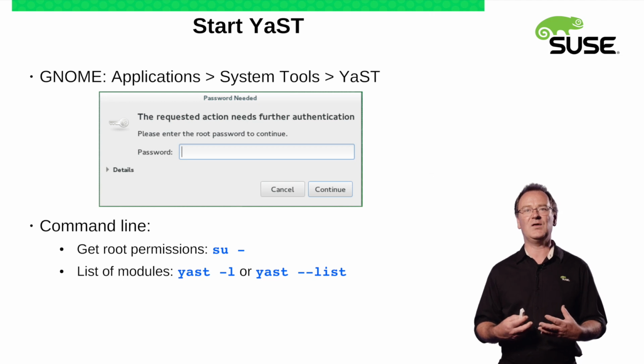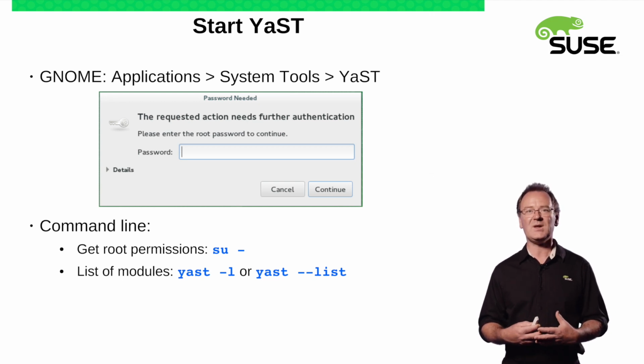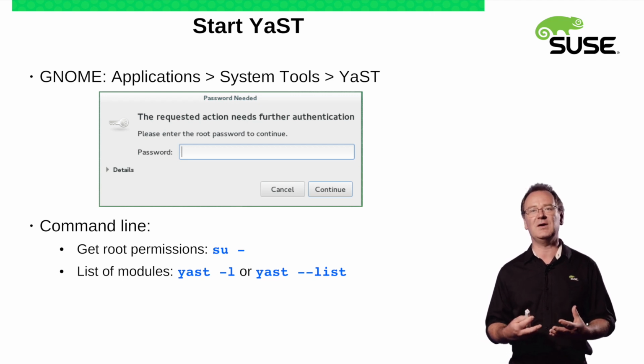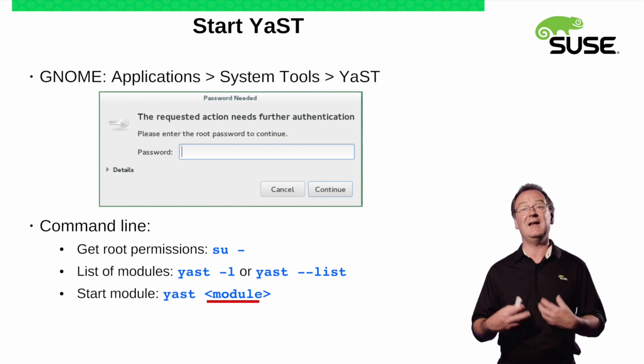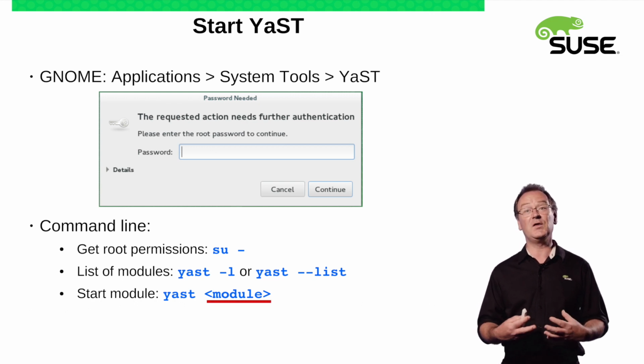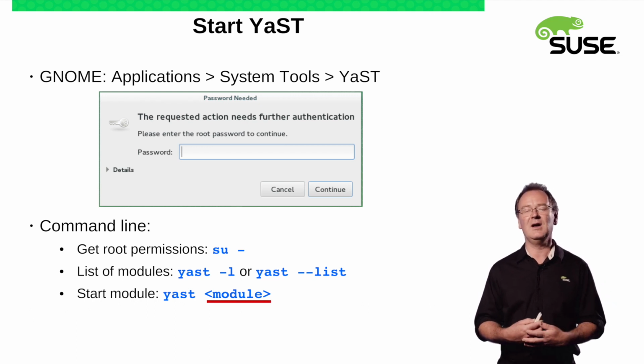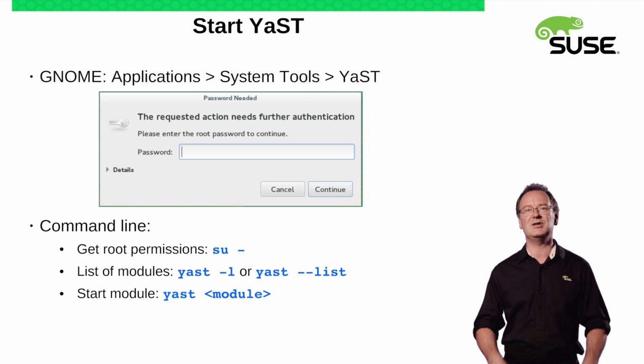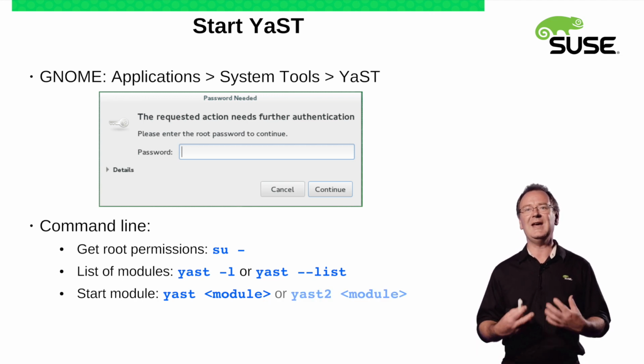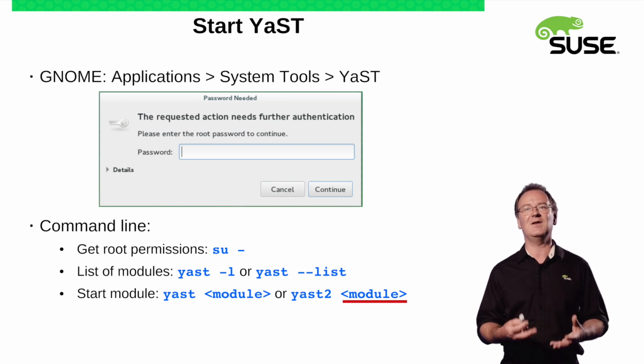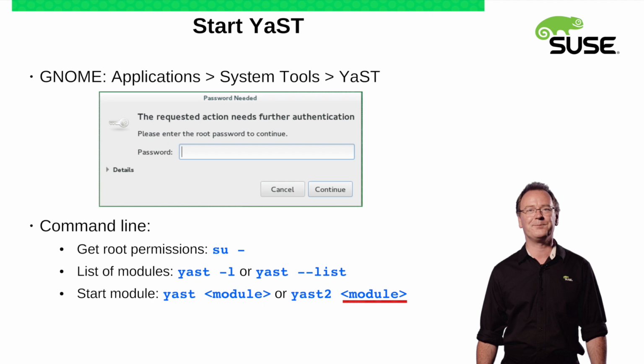YaST has many modules. So to cut the corner, instead of running yast and then having to go through menu after menu to get to where you want to be, you can run yast space and the name of the module. You can also do that with yast2. For example, if it was disk partitioning you wanted to perform, you can do yast2 space disk, and it would go straight into the disk module.